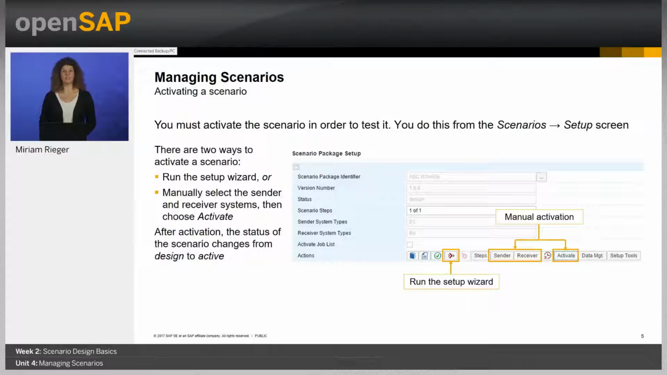A scenario must be activated before you can test and run it. There are two ways to activate a scenario. The first way is to activate it from the Scenario Package Setup window by choosing the icon to run the setup wizard. Or the second way is to manually select the sender and receiver systems, then choose Activate. After activation, the scenario package status changes from design to active.